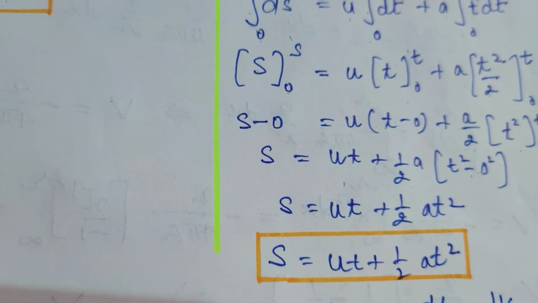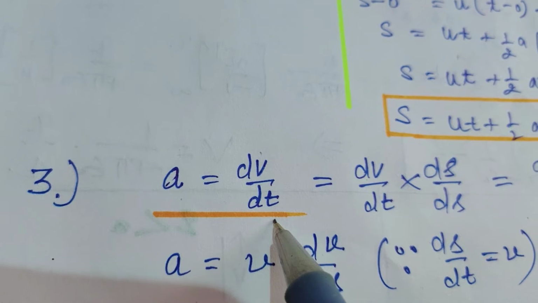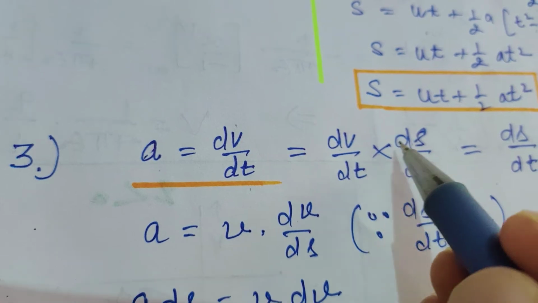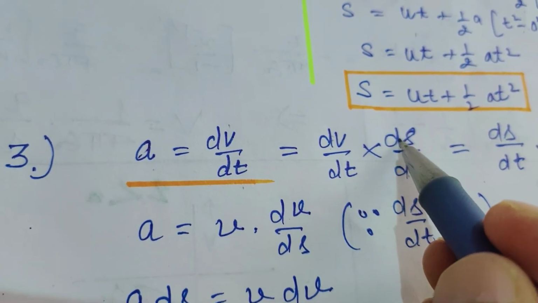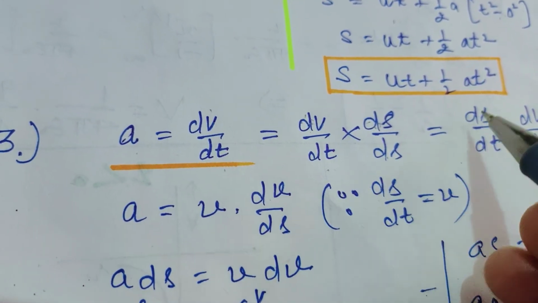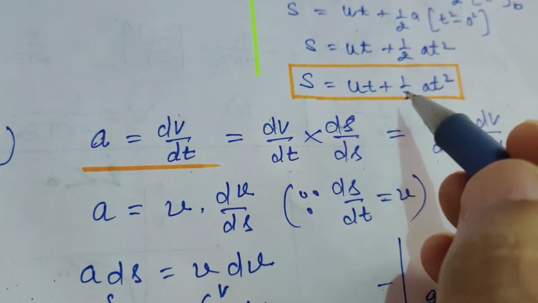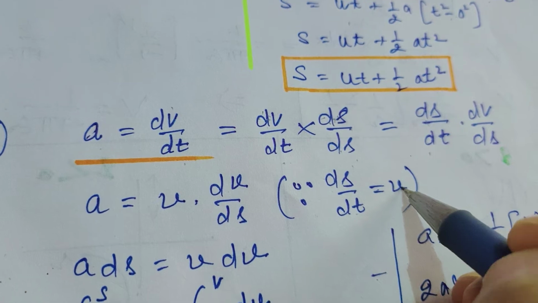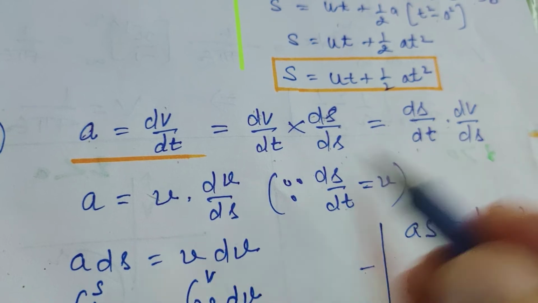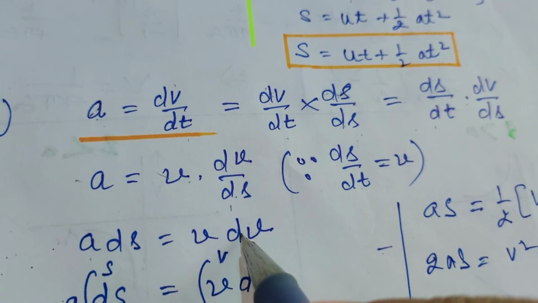Now in order to derive the third equation of motion, again you will use acceleration is change in velocity with time, and multiply it by ds over ds. You must remember this point. Now you just exchange these. Bring ds here and dv there. So ds is taken to the time, it becomes ds by dt, and dv by ds. Now ds by dt is velocity. So acceleration a is v into dv by ds. You cross multiply it, and a into ds is v into dv.